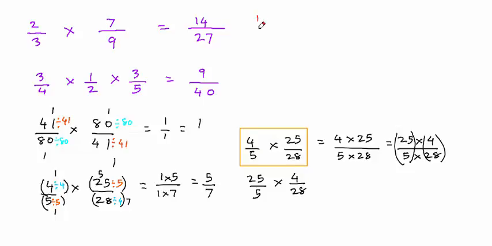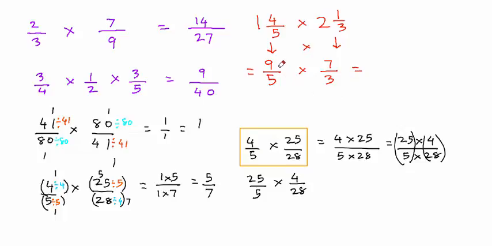For example, let's try multiplying 1 and 4/5 with 2 and 1/3. All you need to do is change the mixed number over to an improper fraction and do the same for every mixed number you have in the product. 1 and 4/5 changes to 5 times 1, that's 5, plus 4 is 9. So we have a 9 on the top, 5 on the bottom, multiplied with 3 times 2, that's 6, 6 plus 1 is 7. 7 on the top, 3 on the bottom.